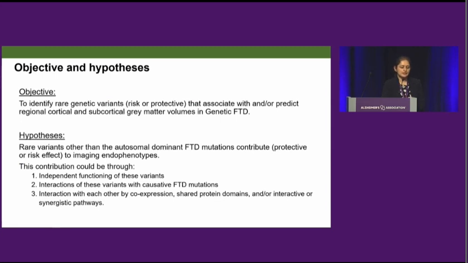That is why in this study we aim to identify rare genetic variants that associate with regional cortical and subcortical gray matter volumes in genetic FTD. We hypothesize that rare variants other than the autosomal dominant mutations contribute to imaging endophenotypes, and this contribution could be through independent functioning of these variants, interaction of these variants with the causative FTD mutations, or interactions of these variants with each other, or a combination of these.